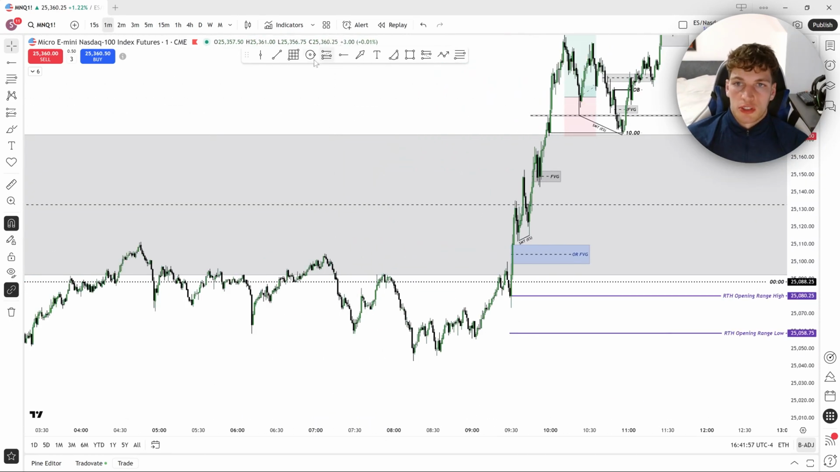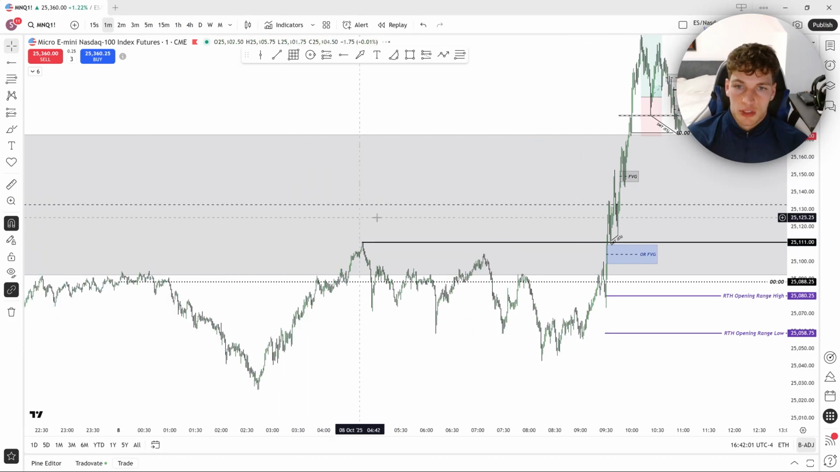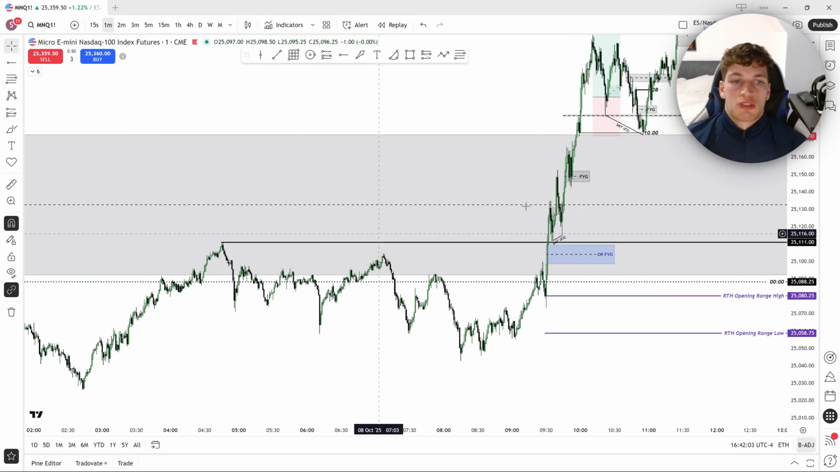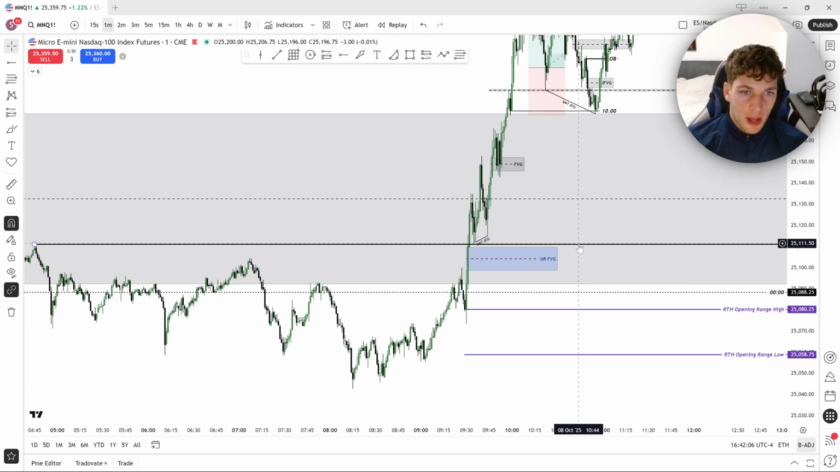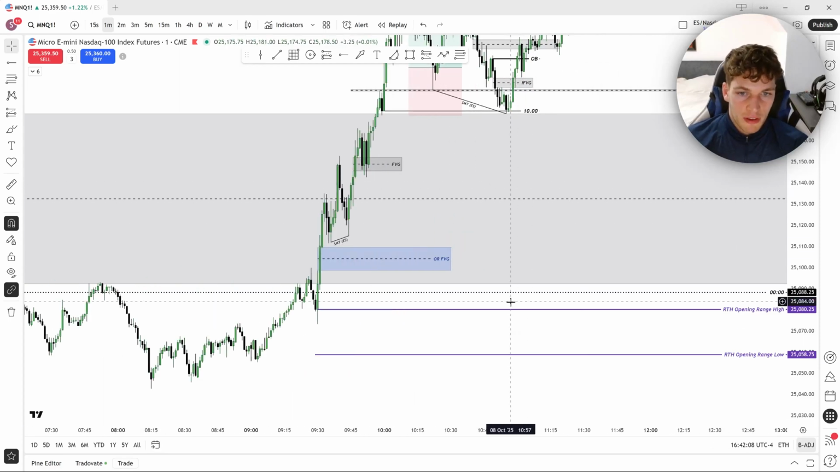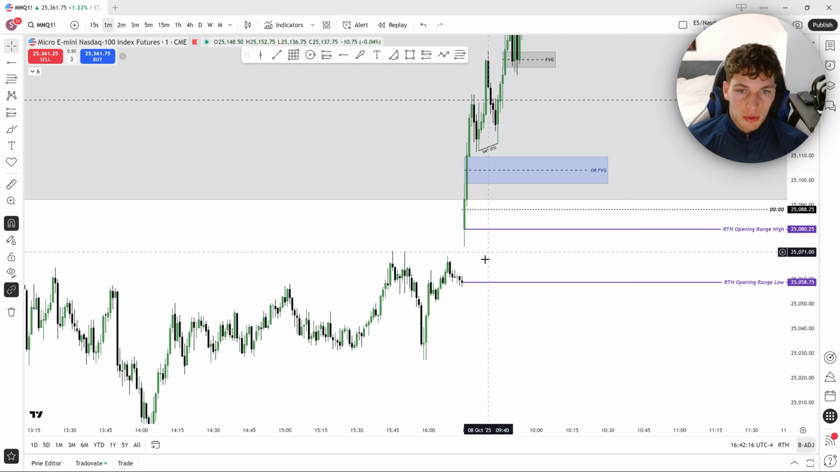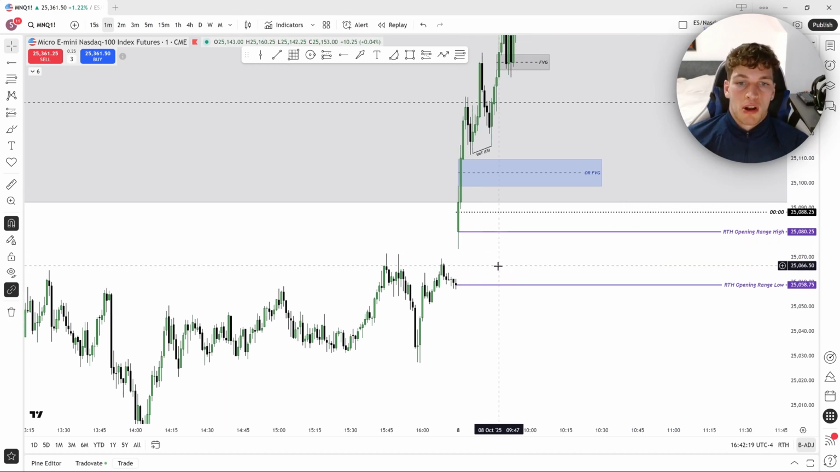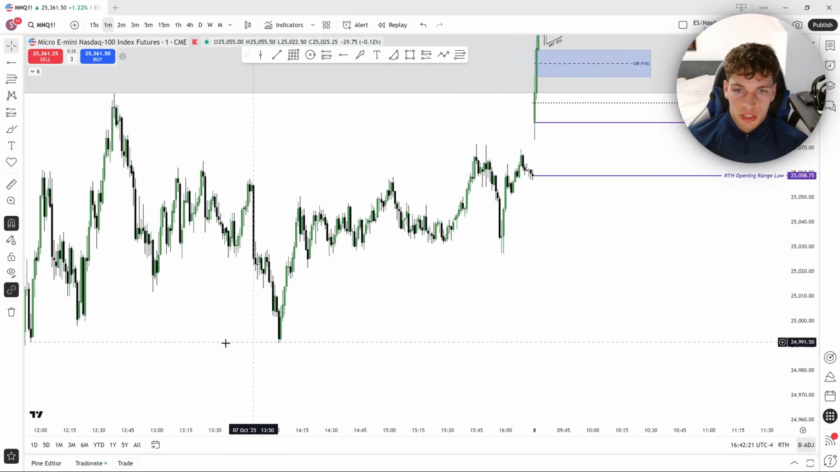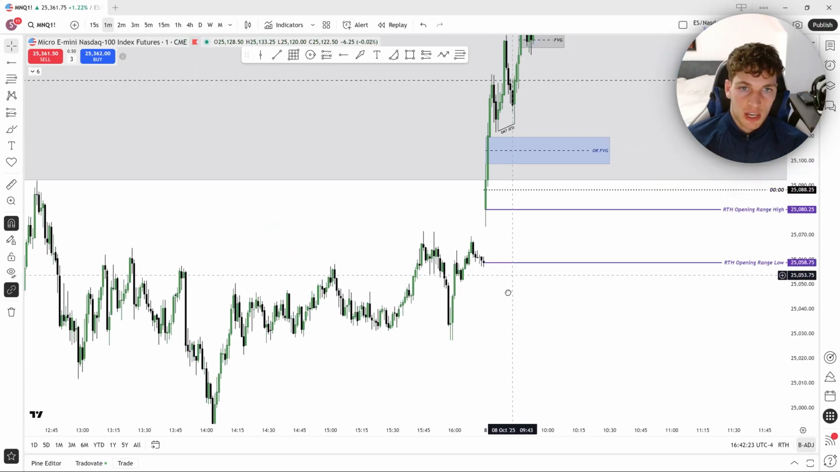As I was looking for shorts, the first thing I did was mark out the London range high, which was there. This was the liquidity area which I wanted price to reverse from. As well as that, the obvious 1 hour fair value gap, and then we also had a gap of the regular trading hours. This for me was a big price point. This was a target for me, as well as these lows here, and then the obvious previous daily low, which I targeted before.